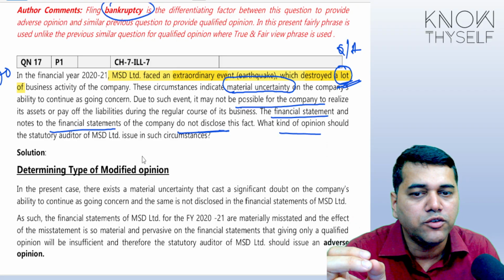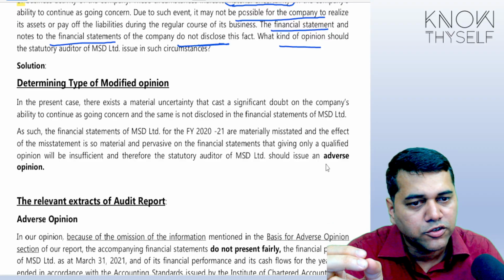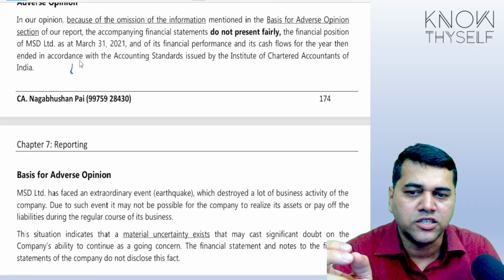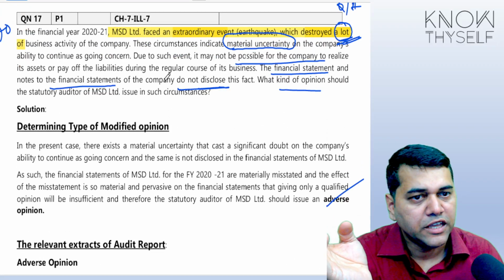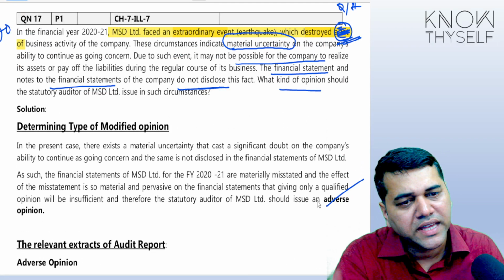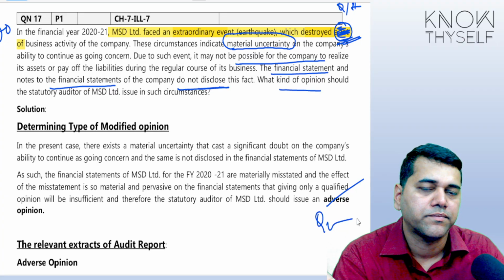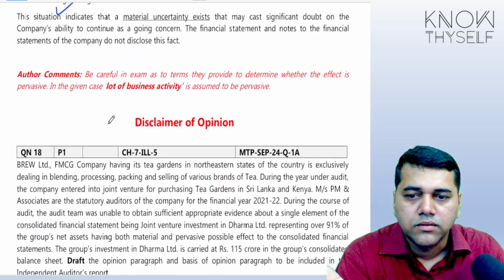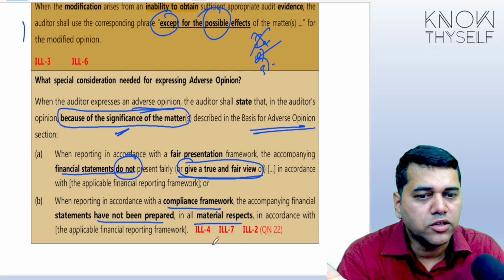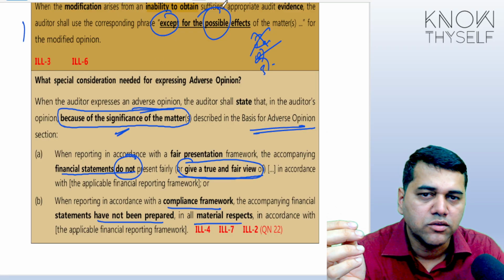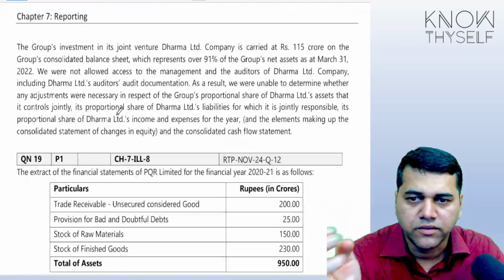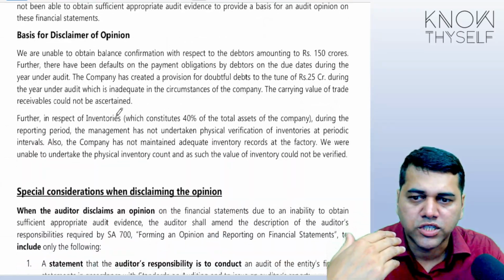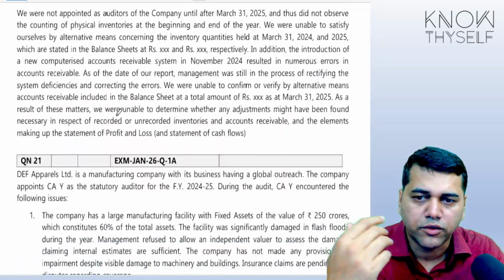What kind of opinion will you issue? Yes, you will say again, we will issue the adverse opinion, and you will write the story of the adverse opinion. I hope you are clear, students. If it simply says it destroyed, you can make an assumption and give qualified also. Yes, so these are the only 3 questions which you can find. Question number 22. Okay, one more question is there which has come later. Question number 22, you can make a note.